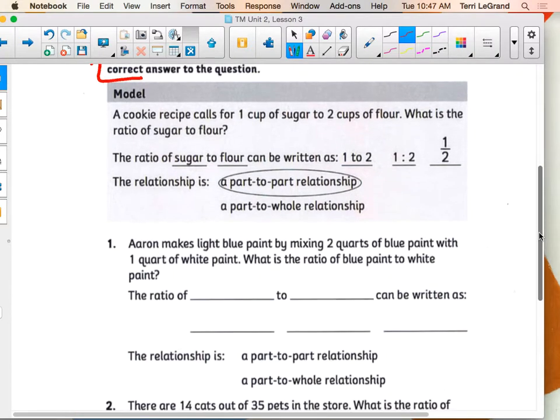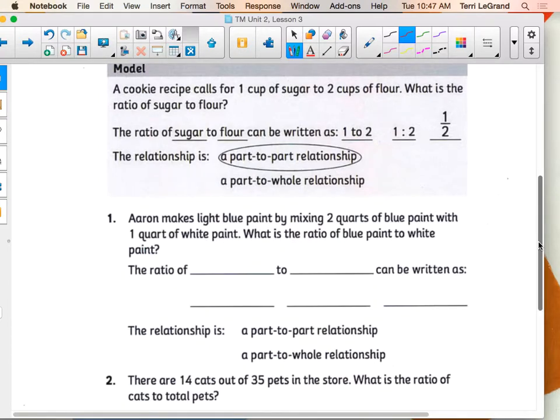So they have the example there. A cookie recipe calls for a cup of sugar and 2 cups of flour. What is the ratio of sugar to flour? What did I say is one of the most important things you have to remember with ratios? What matters? Order matters. So what do I mean by order? It says ratio of sugar comes first, flour comes second. In this one, it was 1 cup of sugar, so the 1 comes first in our ratio. 2 cups of flour, the 2 is the other part of our ratio.